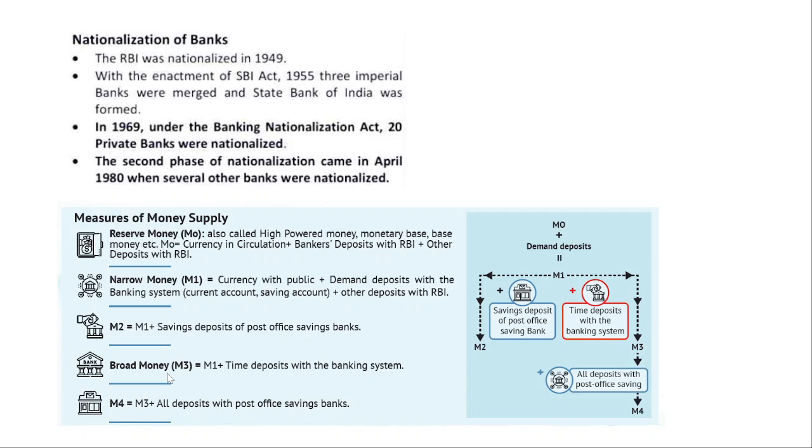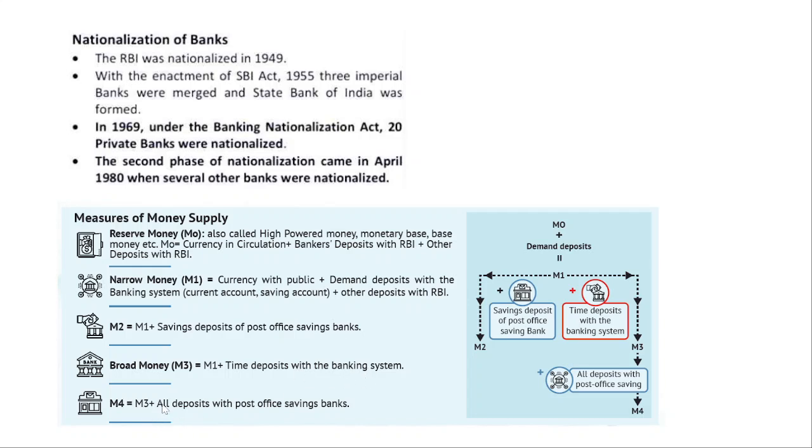Then there is what is called broad money. Broad money is M1 plus time deposits with the banking system. So M1 is all that money which we have in our hands and all these things, plus time deposits. That is nothing but your fixed deposit. So if you have an FD for 3 years, you cannot go to the bank and immediately remove the money, so it is not part of narrow money. But if you want to break the FD, you can break and still get the money, right? So broad money is all that normal money plus time deposits, that is the FDs with the bank also.